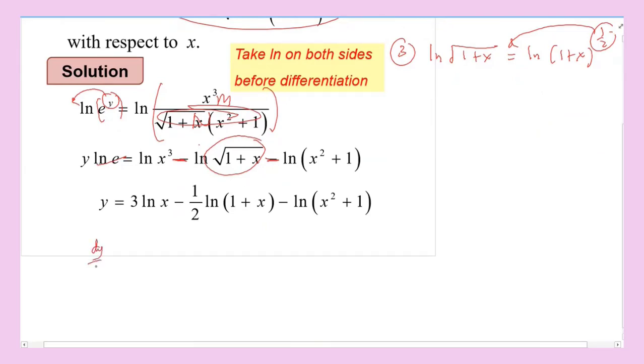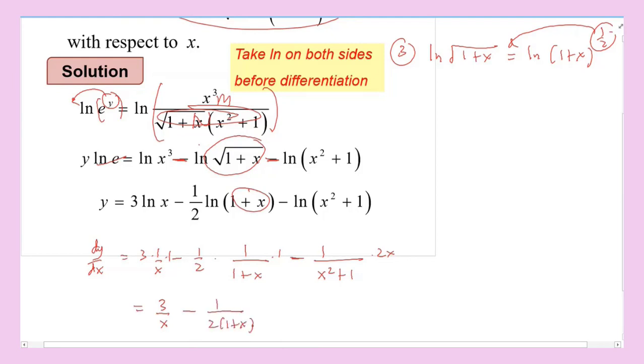dy dx, the 3 comes down, 1/2 comes down for the whole set, 1 plus x, and differentiating 1 plus x gives 1. Then 1 over x squared plus 1, differentiating x squared plus 1 gives 2x. So we do 3 times 1/2 times 1 plus x, minus 2x over x squared plus 1. Okay, I stop here? Yes, can. No need to torture yourself equating the denominator, unless the question says show, then show.